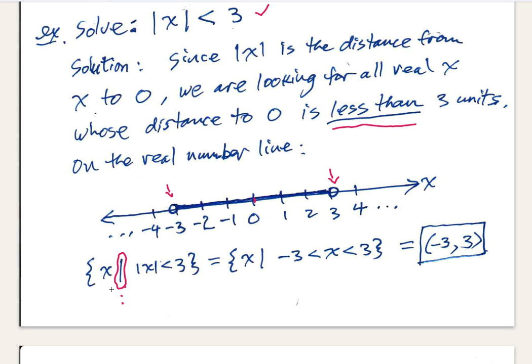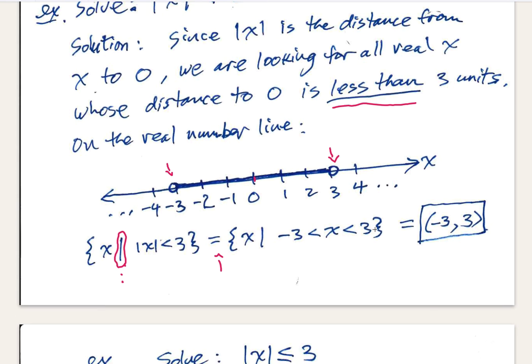Anyways, the set of all x such that absolute value of x is less than 3 is the same set, so it's equal to the set of all x such that x is between -3 and 3, or another way of saying that, -3 is less than x is less than 3. Now if you remember from the previous video, how we could write this in interval notation, right? We would have parentheses, -3, 3, parentheses because we are not including the endpoints of that interval.